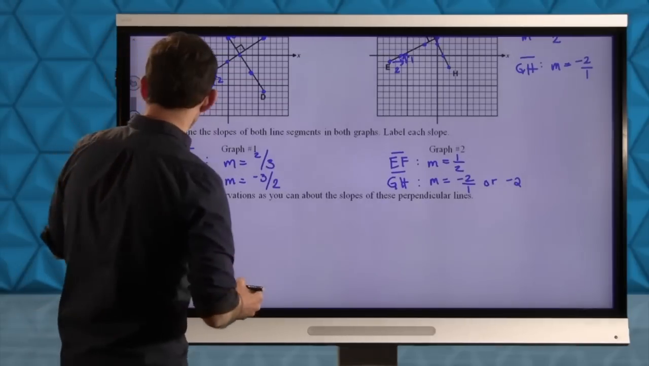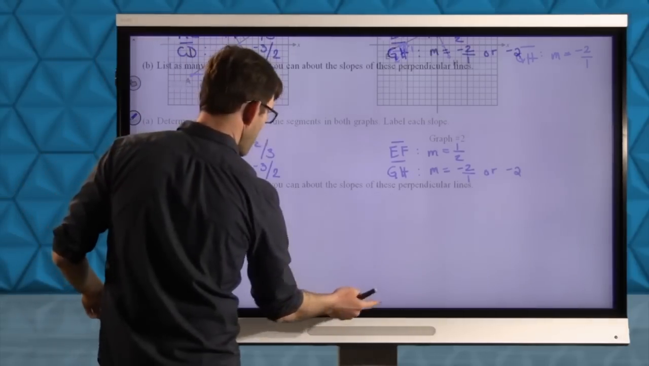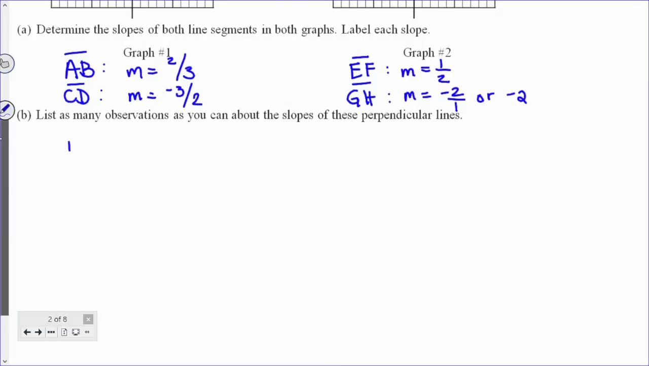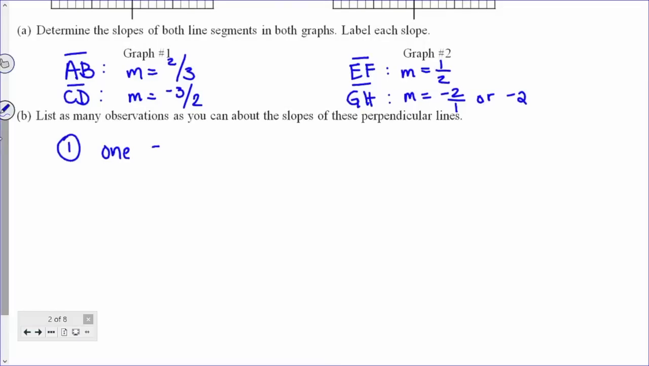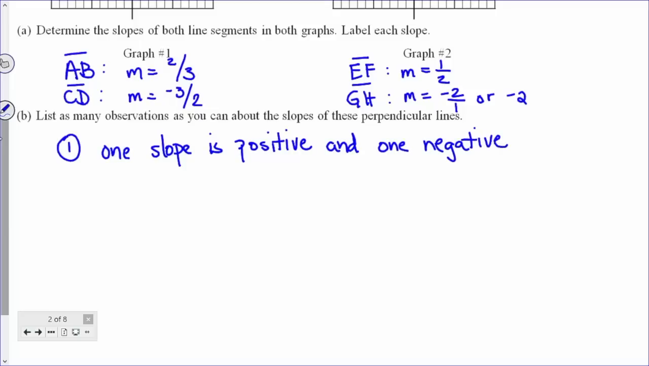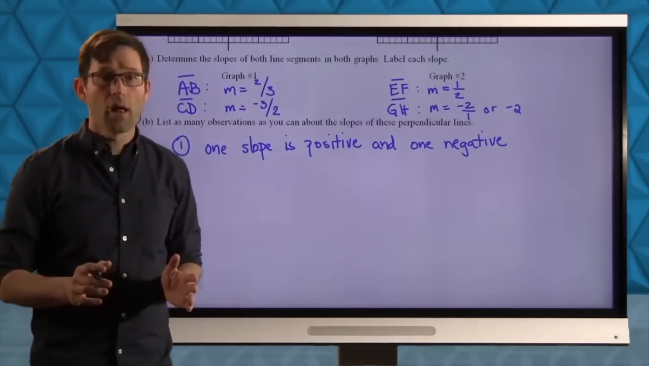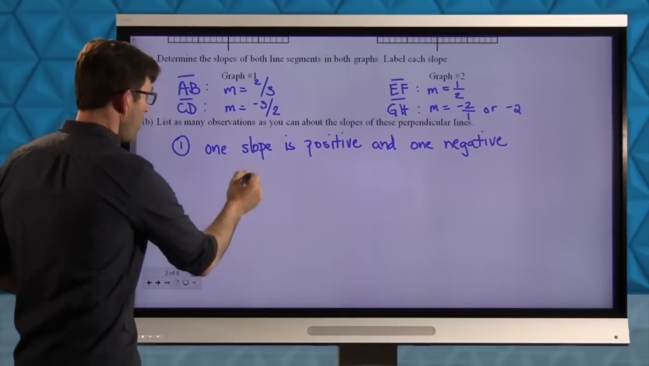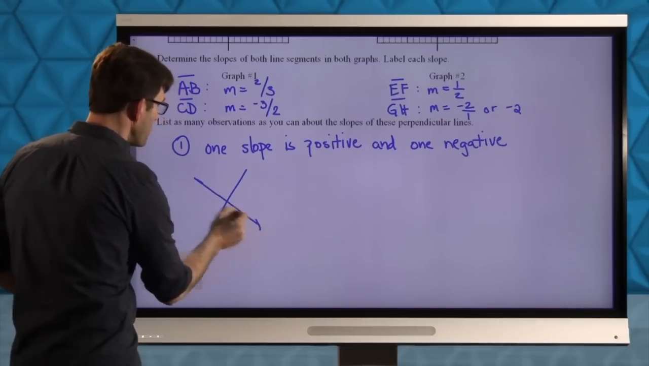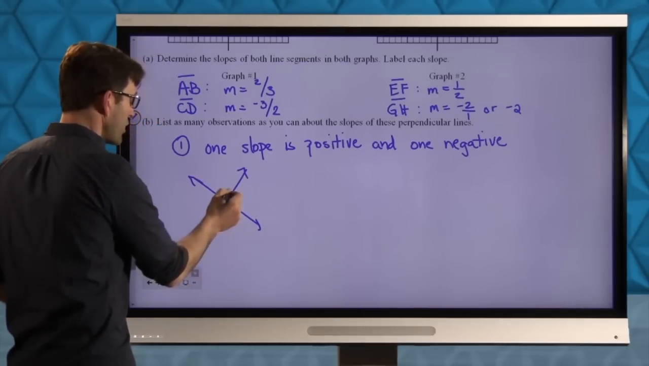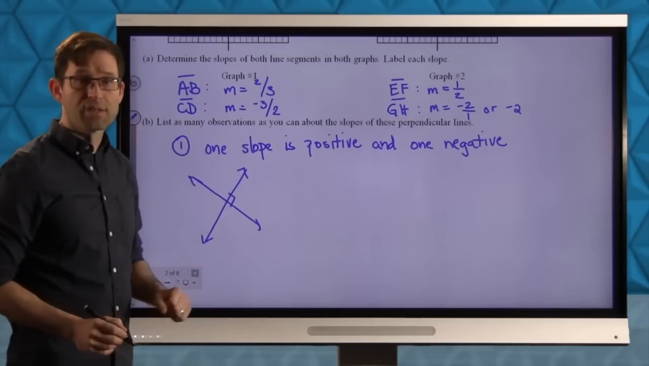All right. Well, hopefully one thing is pretty obvious. Let me extend the page a bit. Bring it back down. So observation 1 that I would make is one slope is positive and one negative. Or you could say they have opposite signs, right? And that will always be true as long as you don't have vertical or horizontal lines. Two lines will be perpendicular. Well, if one of them has a positive slope, the other one has to have a negative slope. There's just no getting around that, right? If one of them's going up, the other one has to go down.